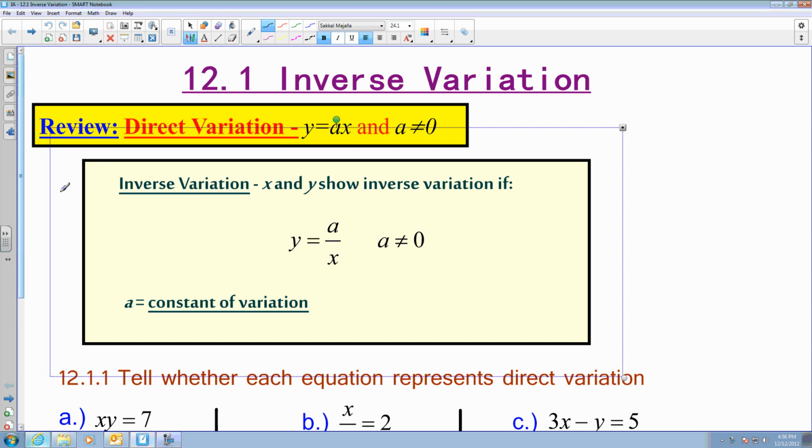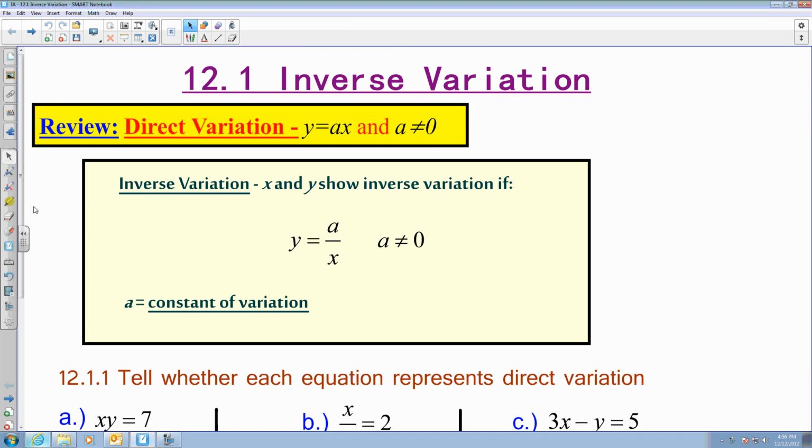All right, we are beginning a new chapter, chapter 12, and section 12.1 deals with inverse variation. Back in beginning algebra, we touched on direct variation. So, quick review of direct variation. The general equation for direct variation is y equals a times x, where x does not equal 0.